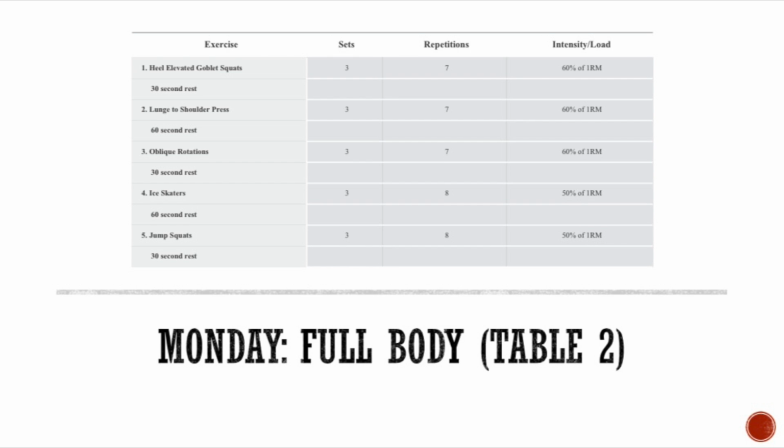The reason why I chose lunge to shoulder press was because when doing a lunge, you are stretching out your hips, and the shoulder press is to uplift and use the core to make sure the athlete is also staying lean and engaging the core. The third one, I chose oblique rotations. That is also engaging the core, but also using balance to balance the hips going back and forth.